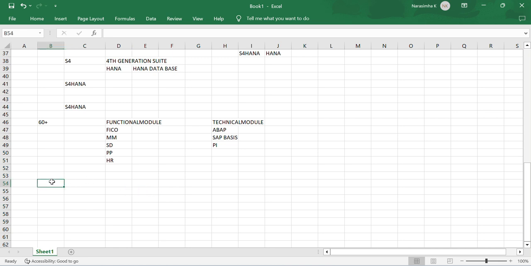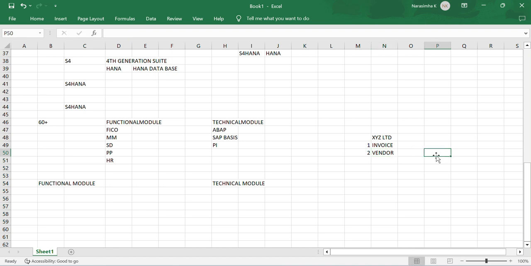So what is a functional module? What is a technical module? Let's discuss how we use the functional module and how we use the technical module. For example, there is one company, XYZ Limited. They are doing vendor business processes. First they will book the invoice, they will check the payment terms, and they will make payments to the vendor based on those payment terms.